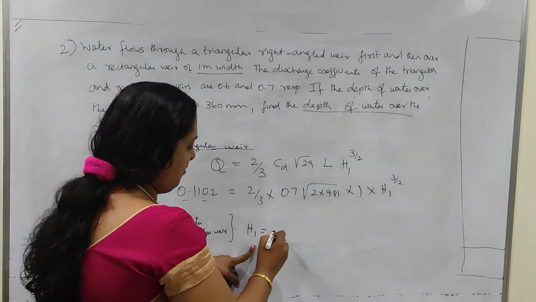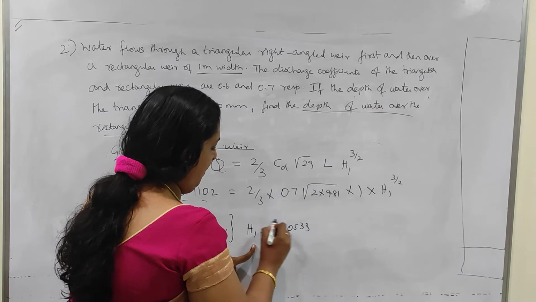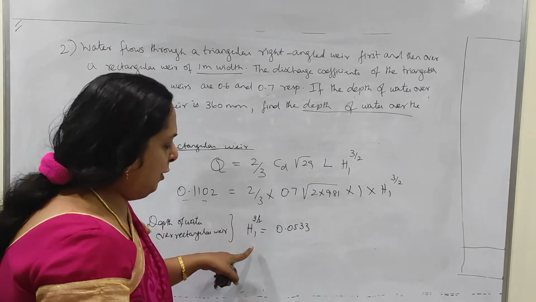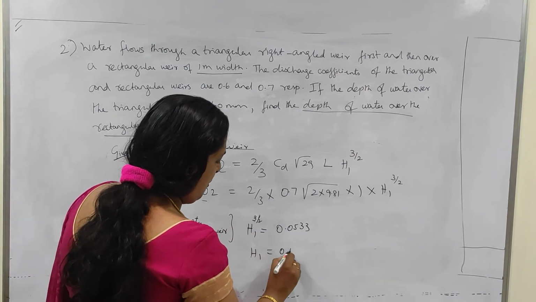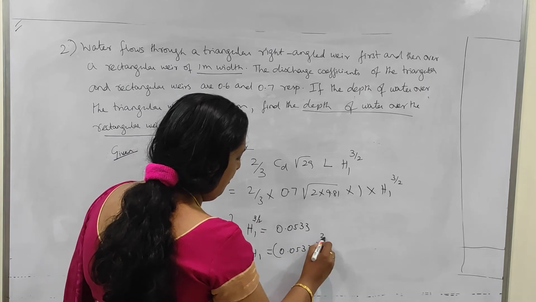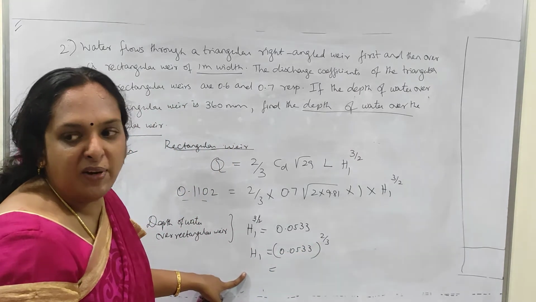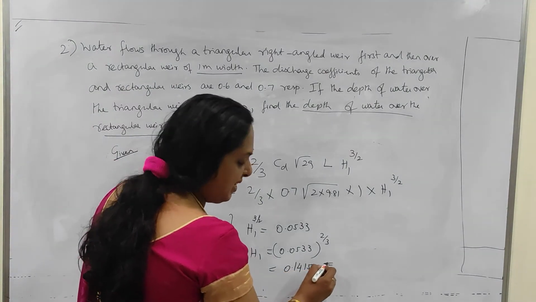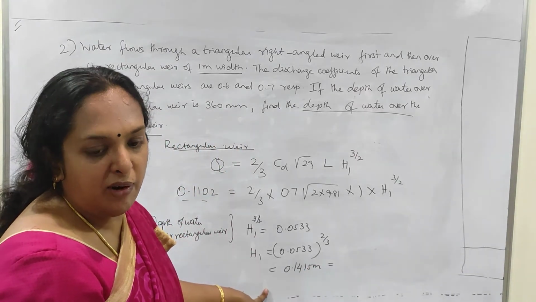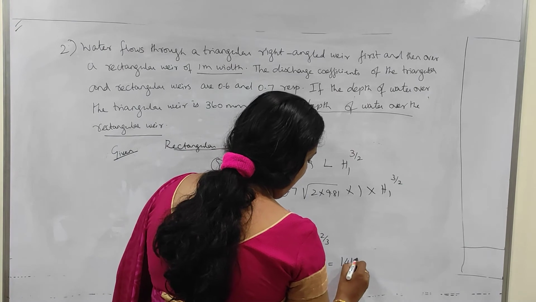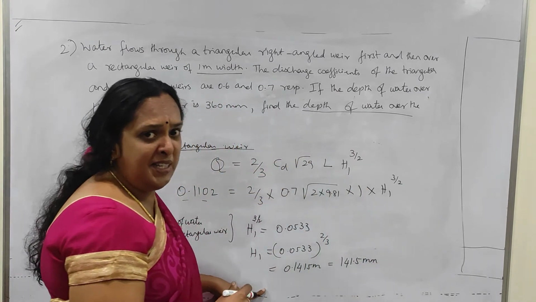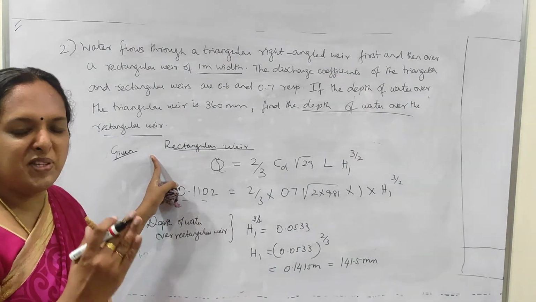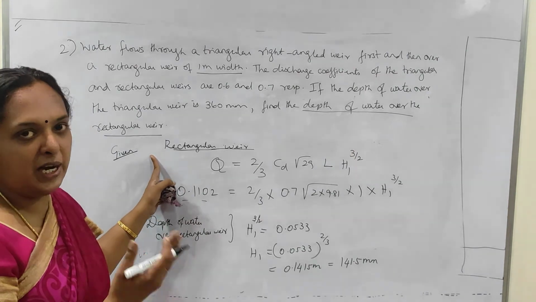So what I am getting is H1 to the power of 3 by 2 is equal to 0.0533. Since it is a rectangular weir, it is 3 by 2. So H1 is 0.0533 to the power of 2 by 3. So the value of H1 I am getting here is 0.1415 meters, or if you are doing it in mm, it is 141.5 mm. So H1 is 141.5 mm. Is it clear, guys? So we have gone through the problem now. But the difference from the previous problem is that it was from rectangular to triangular, and here it's from triangular to rectangular.